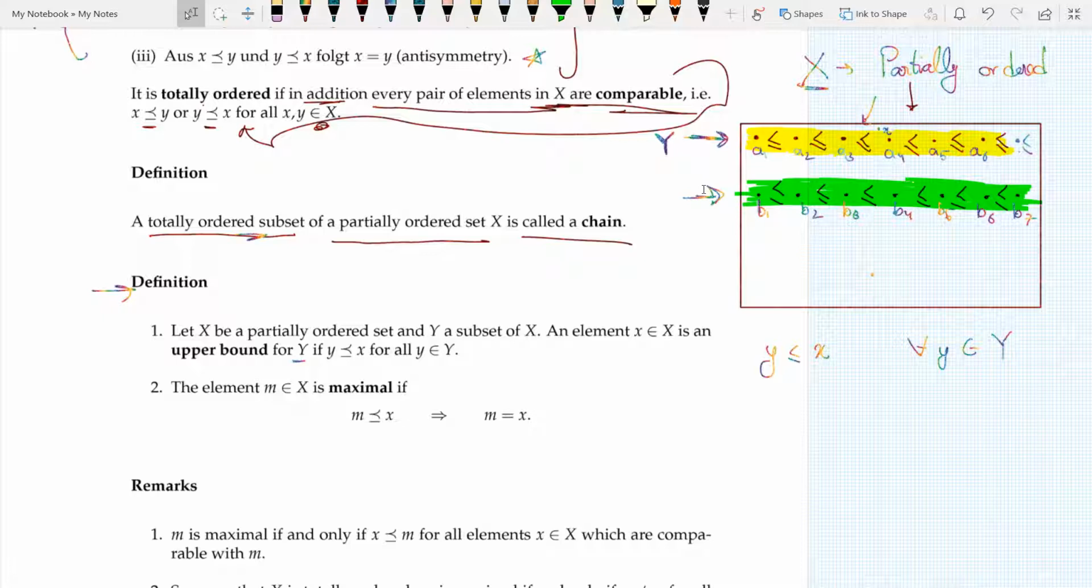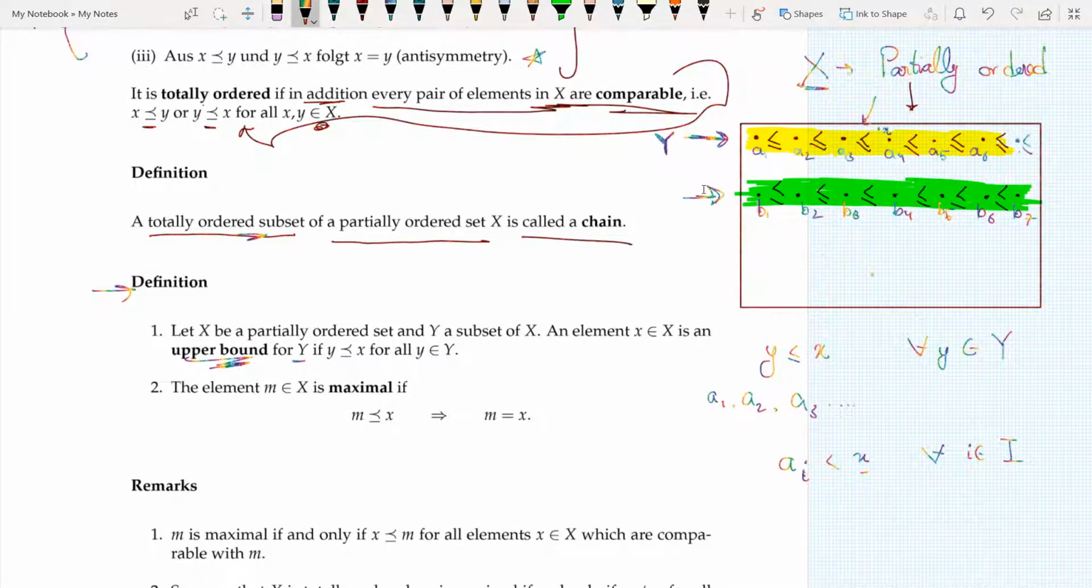So suppose this is my chain. Here is a1, a2, a3, and no matter to what extent I take that chain, if I have an element x such that every ai is less than or equal to x for every value of i belonging to capital I, then I can say that this x is indeed an upper bound for Y, for all y belonging to capital Y. Now the element m belonging to X is maximal if m less than or equal to x implies m equals x.